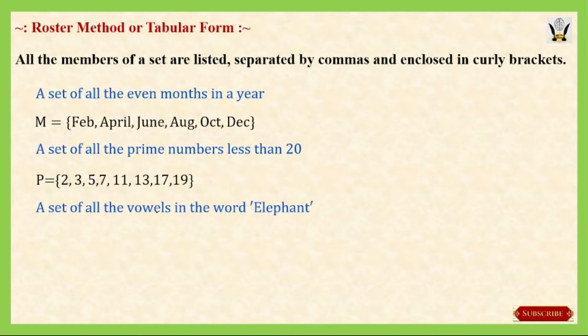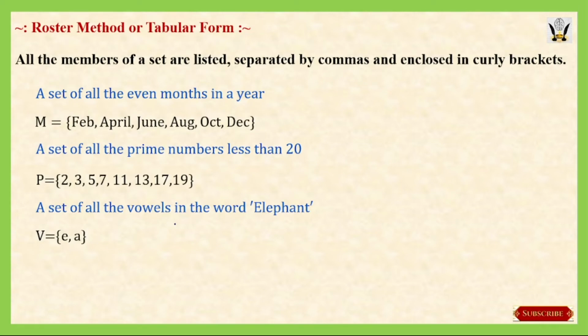Then another example is a set of all the vowels in the word elephant. So here, as we can see, we have three vowels in the word elephant: E, then again we have E, and A. But there should not be any repetition under any set, which we have already learned as one of the properties of a set. So here the set is V, represented by a capital letter, and within curly braces we have two elements, E and A.